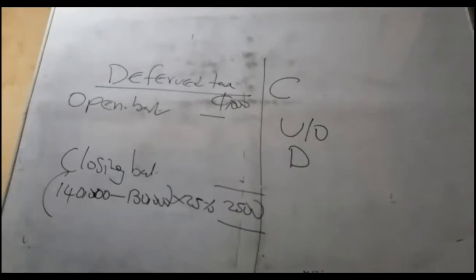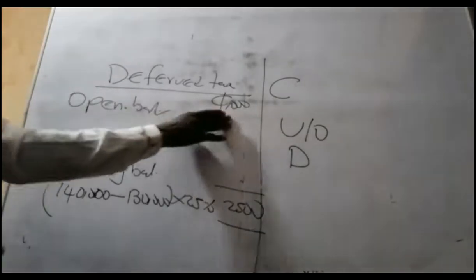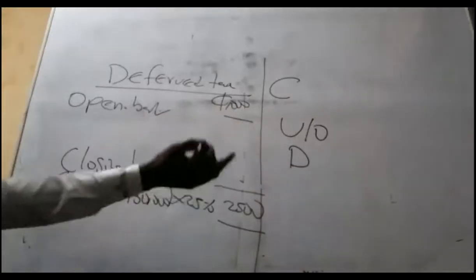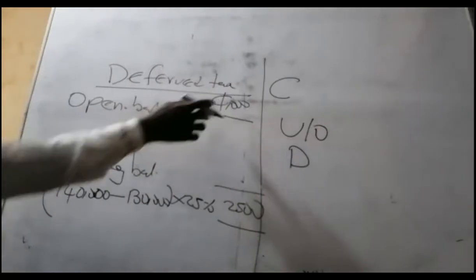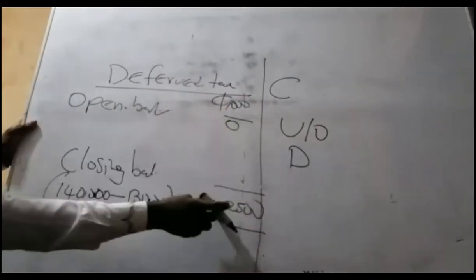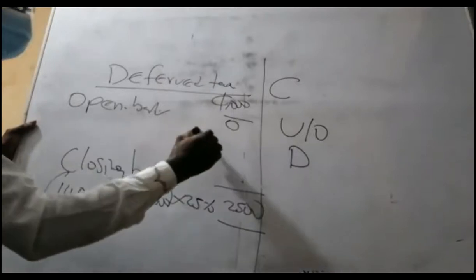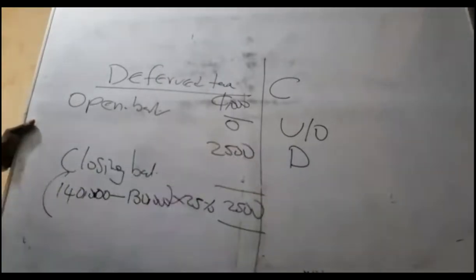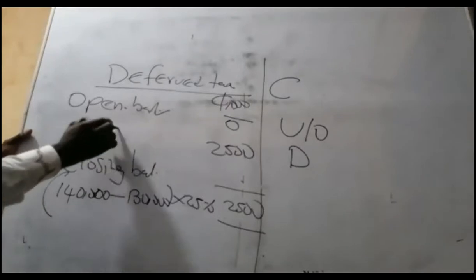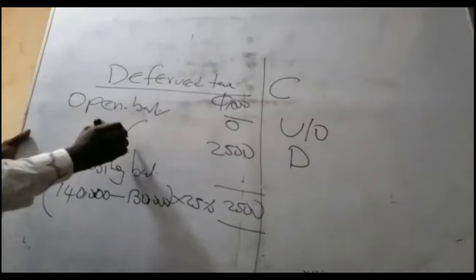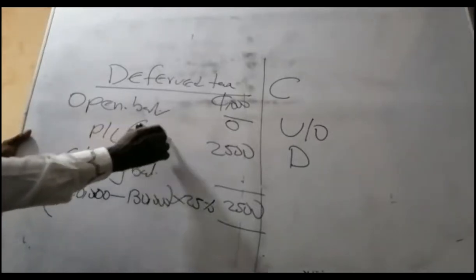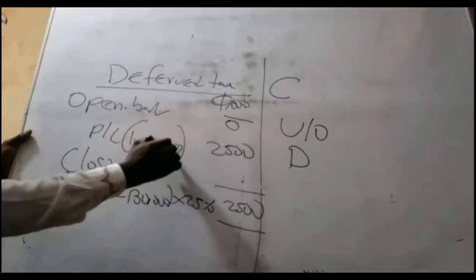Then I ask myself, the opening balance is zero. What should I do to this zero so that at the end of the day I get 2,500? Should I subtract? No, I have to add to this. So I will not subtract, but add. Just put it there and call it what? P&L. Preferably, it's going to a specific section of the P&L: income tax expense.